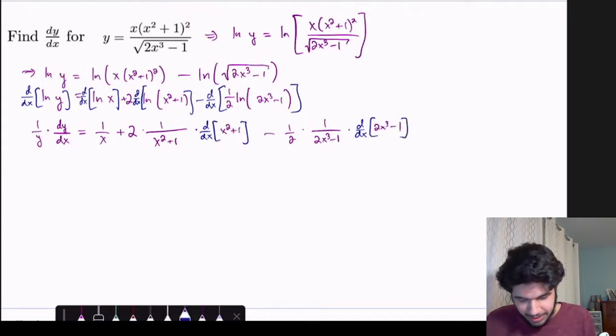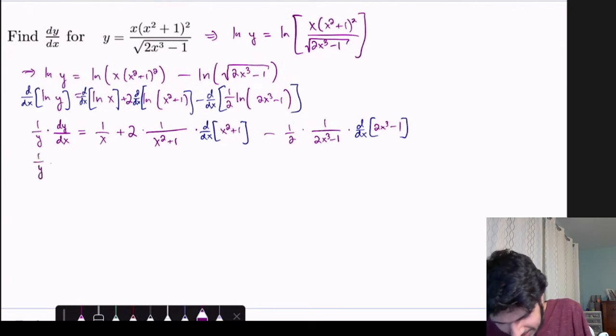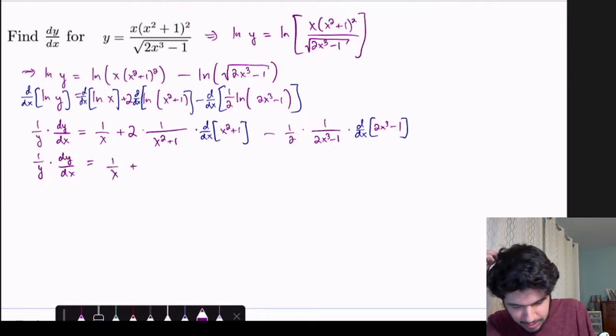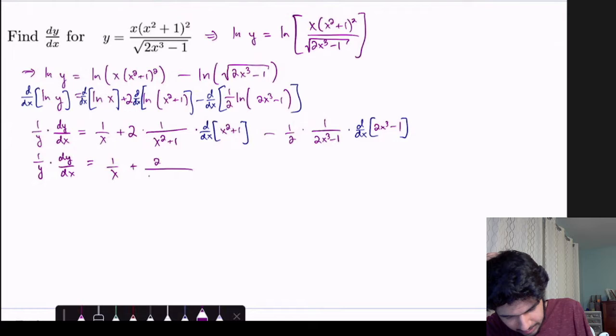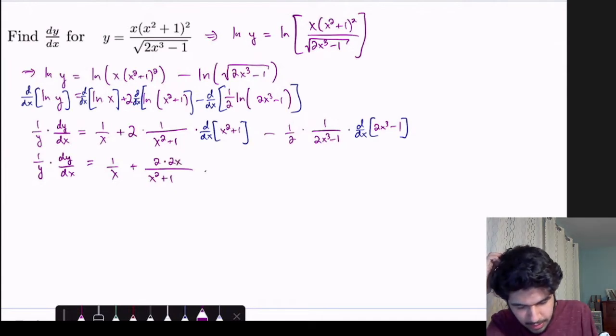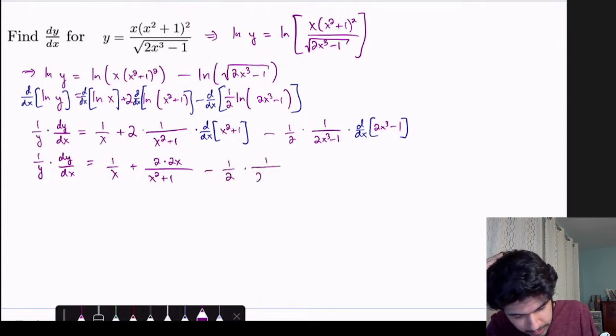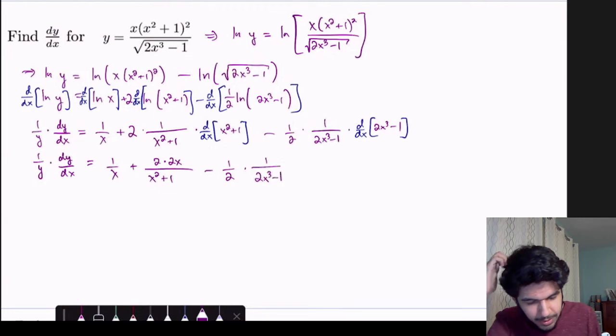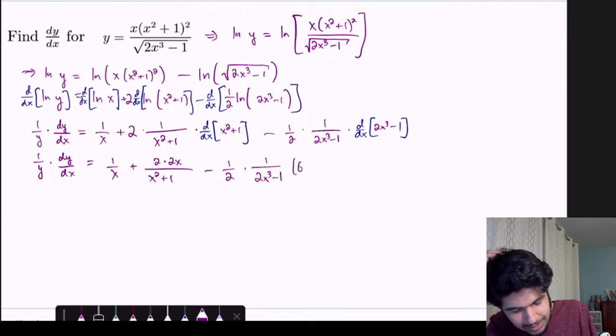And now we simplify and pray that we don't make any mistakes. 1 over y dy/dx stays the same. 1 over x stays the same. So this would be 2 over x squared plus 1. The derivative of x squared plus 1 with respect to x is simply 2x, so we'll multiply the numerator by that. On the third term, we have 1/2 times 1 over 2x cubed minus 1. Derivative of 2x cubed minus 1, that's going to be 6x squared.